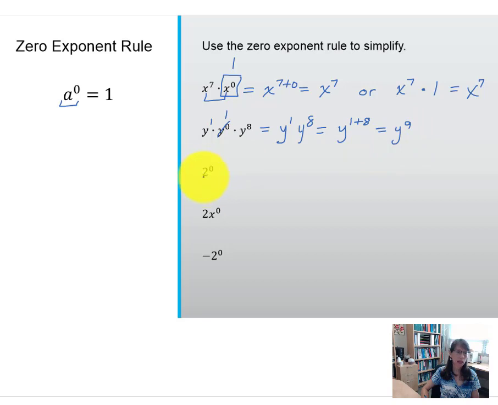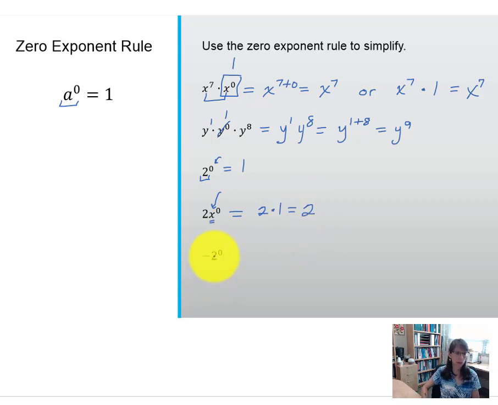In our next example, this time the base is a number instead of a variable, so the rule still applies. If the base is raised to the power of 0, then it is worth 1. Now the next part is a little trickier because we see 2x to the 0. So you have to think, what is actually being raised to the power of 0? That would be only the base of x, not 2. If 2 were to be included, it would need to have parentheses to show it's included. So we really have 2 times 1. So this answer is 2.